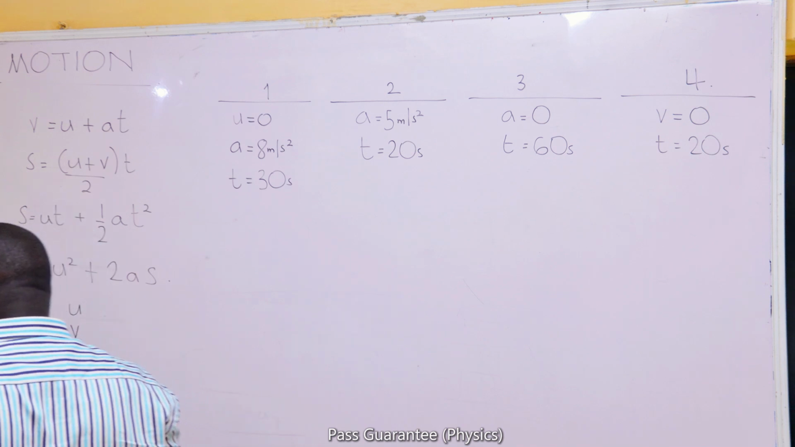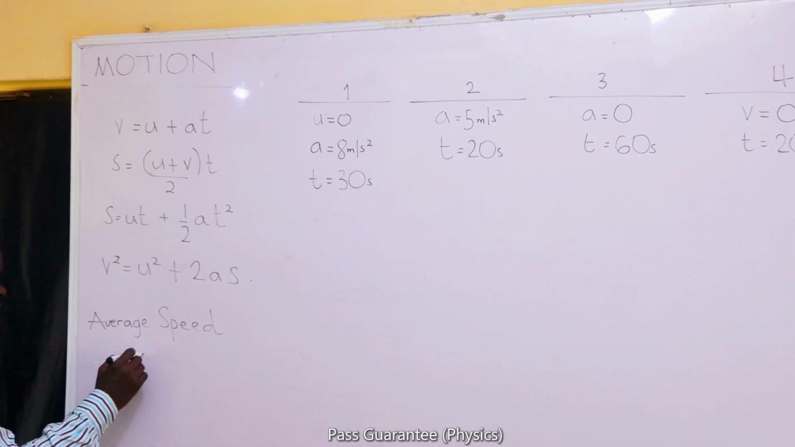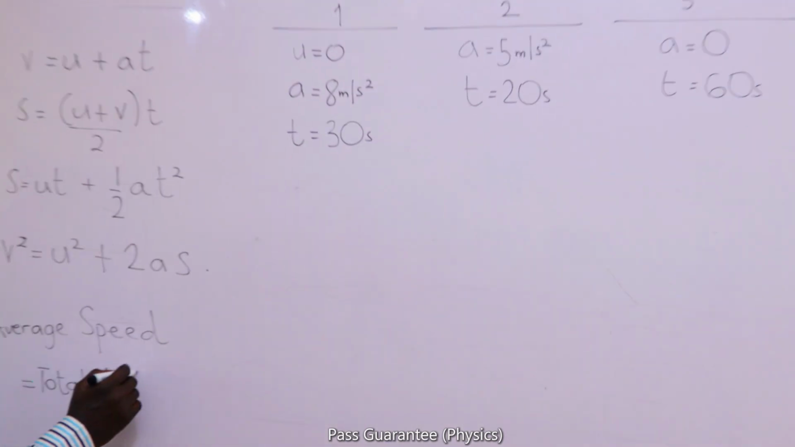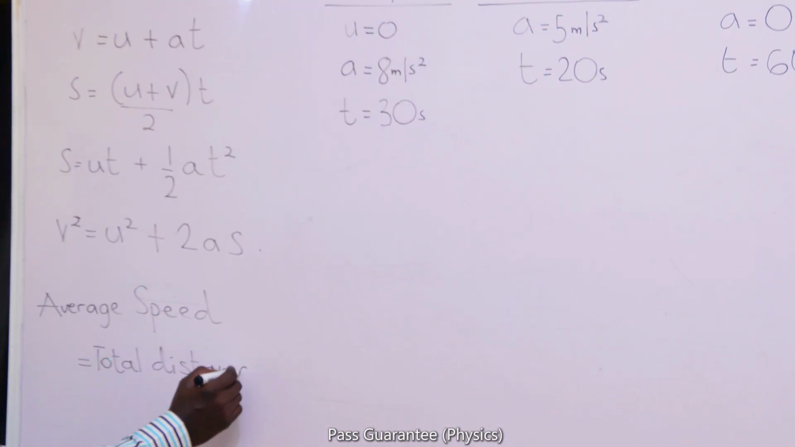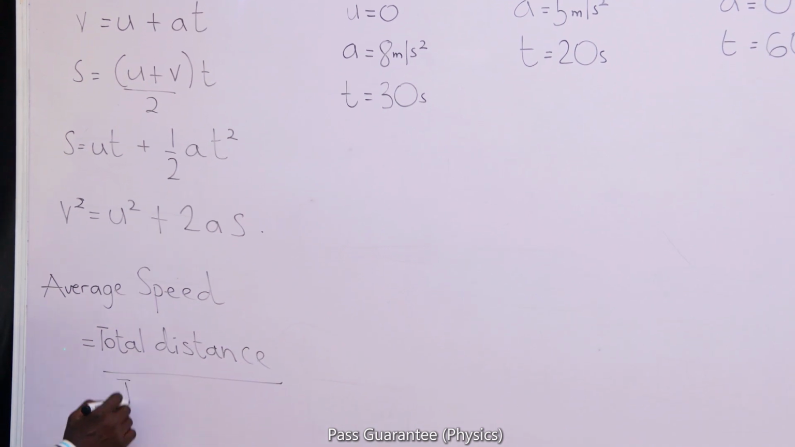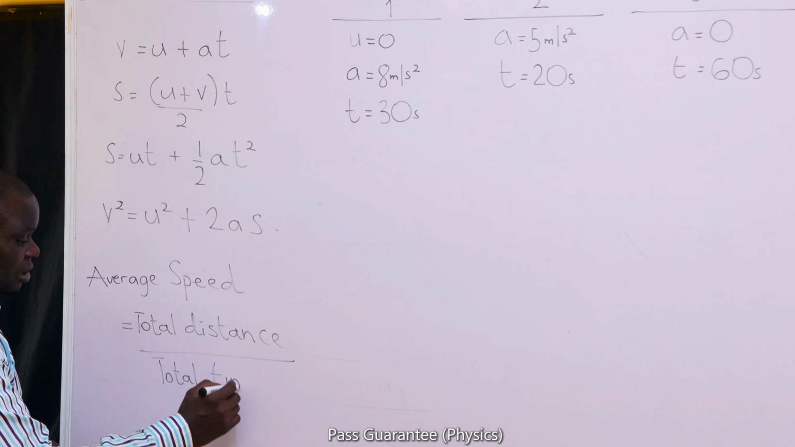Anytime you are asked to find the average speed, when we have a problem that has an acceleration or even multiple accelerations, the formula for average speed must be the total distance. You must find the total distance covered by the object over the whole of the journey, divided by the total time it took the object to cover that distance.